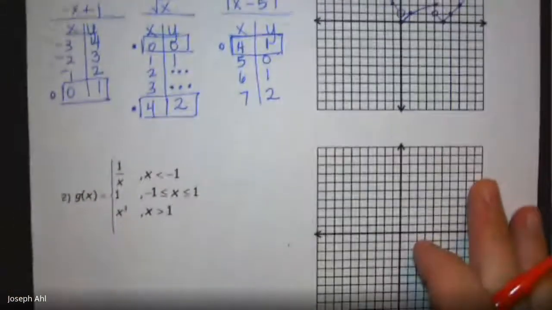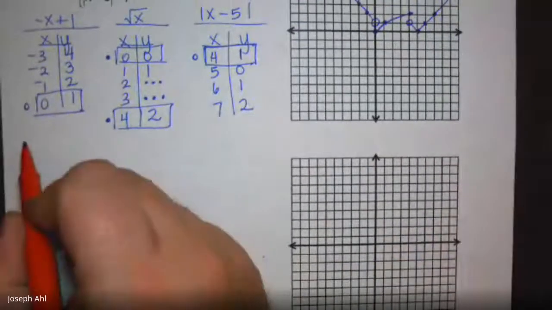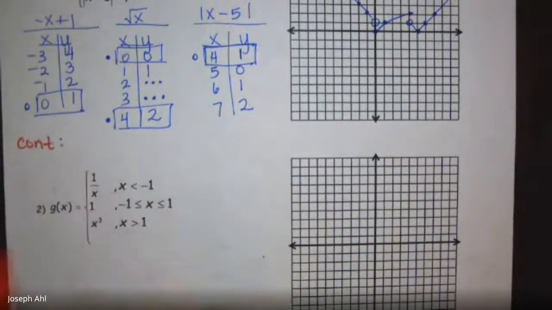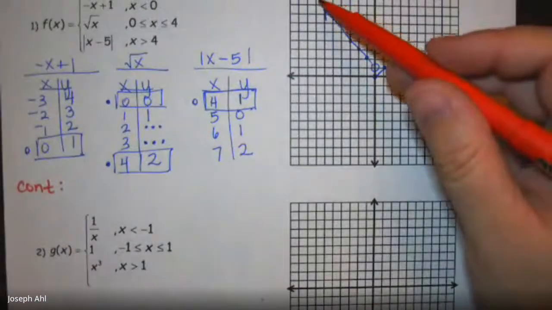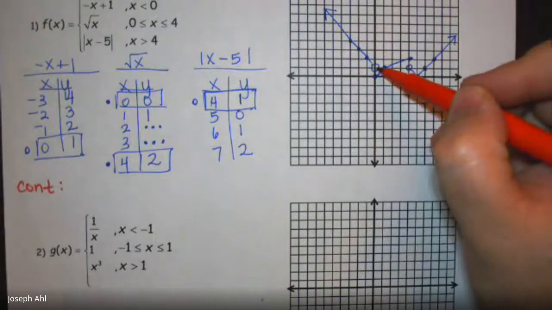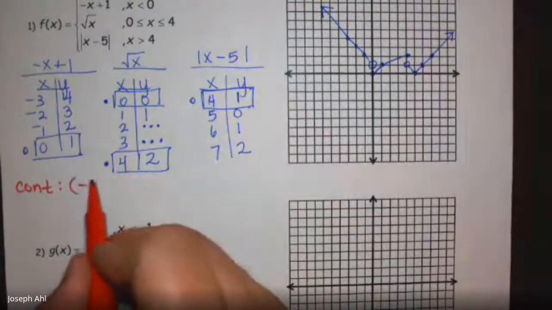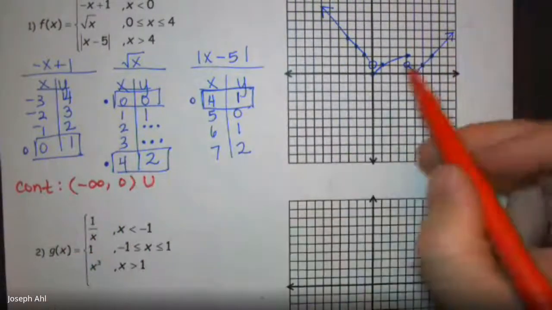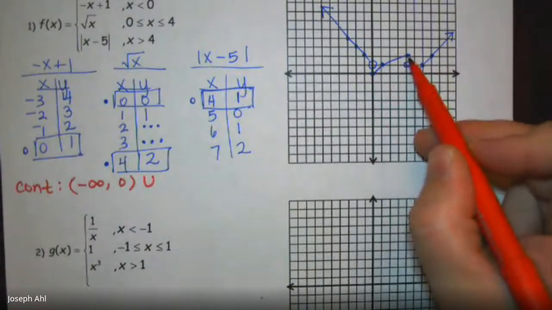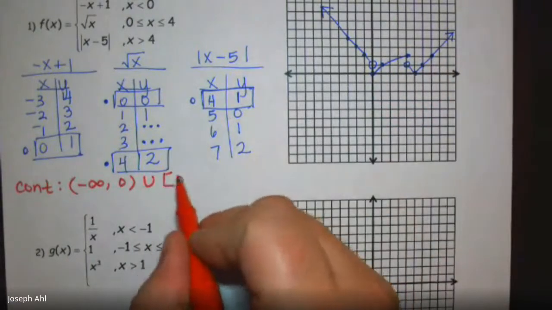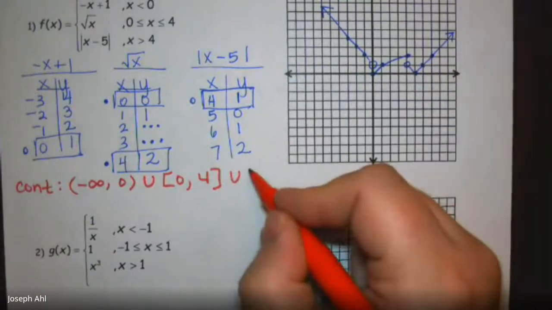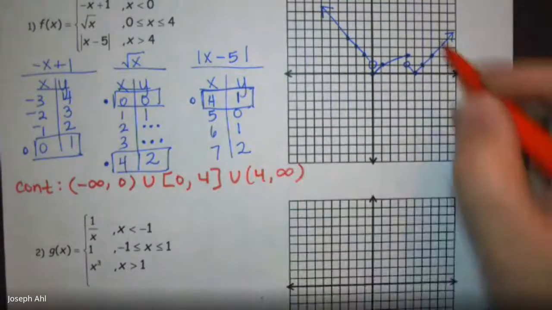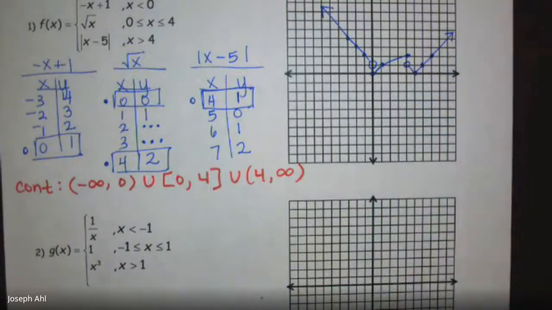If I, on the other hand, said, well, where is the graph continuous? That's a whole set of intervals that represent this graph. So where is this graph continuous? It would be from -infinity up till 0. Remember, we're looking at x values. And then it's continuous from 0 to 4 with brackets. And then finally from 4 to infinity. Once I make that final jump, we'd be continuous there as well.